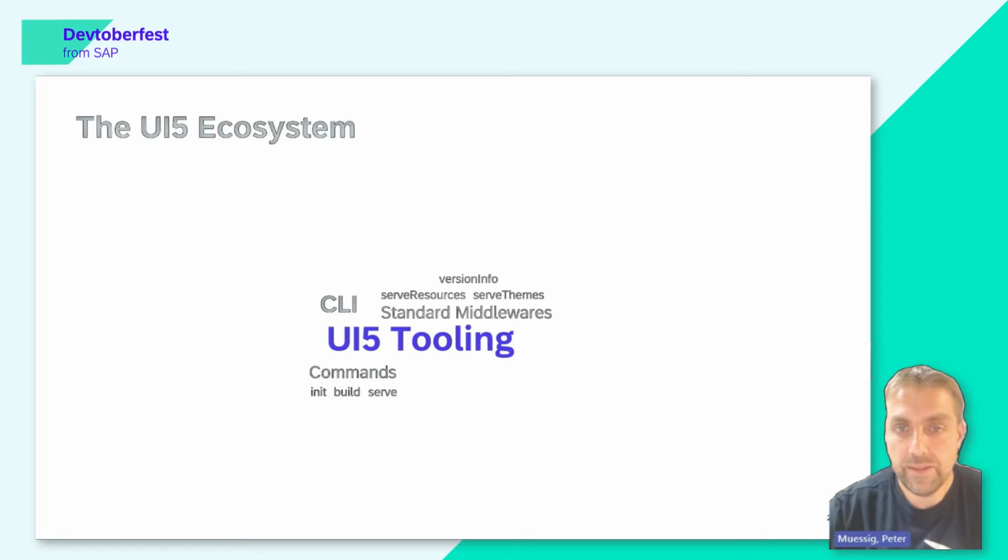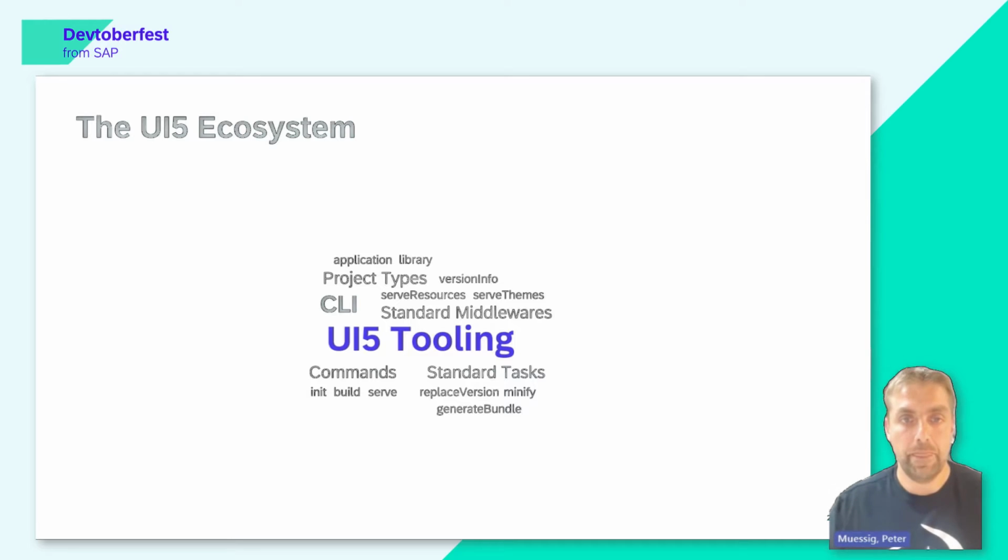It also comes with a set of standard middlewares, which are used to serve the resources, themes, or the version information, or standard tasks, which are used at the end when your application needs to be built for deployment purposes. And it orchestrates these middlewares and tasks depending on the project types, being an application, library, or module, or whatever. So that's the key pillar.